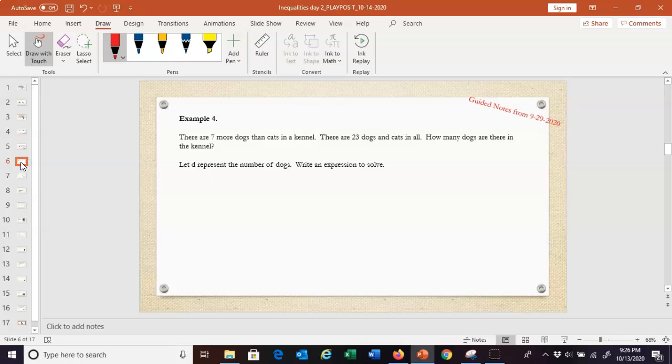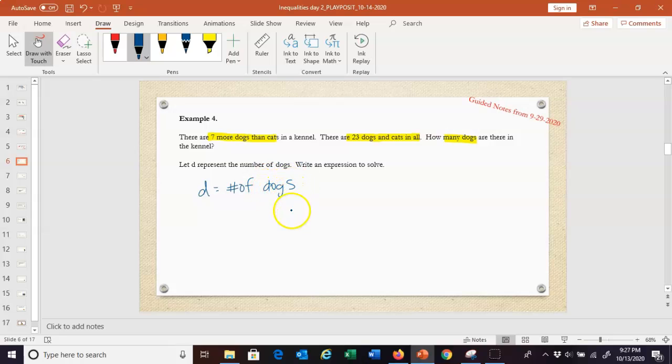All right, here is example 4. There are 7 more dogs than cats in a kennel. There are 23 dogs and cats in all. How many dogs? All right, so they tell us to let D represent dogs. D is the number of dogs.